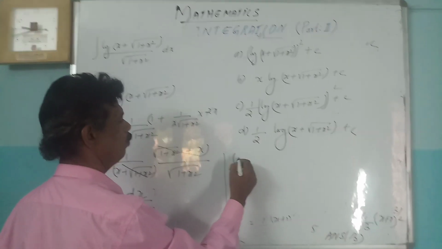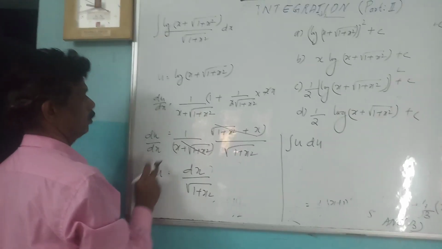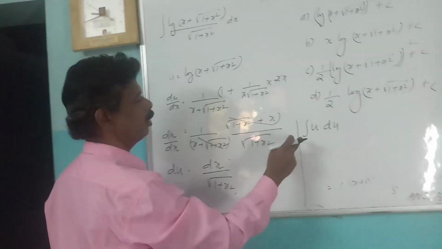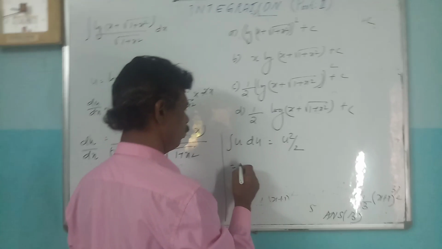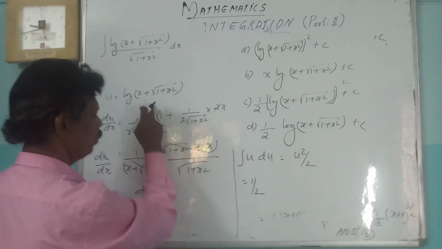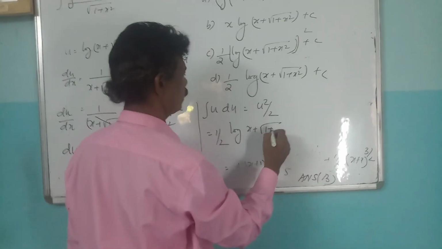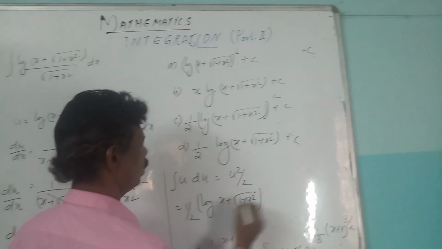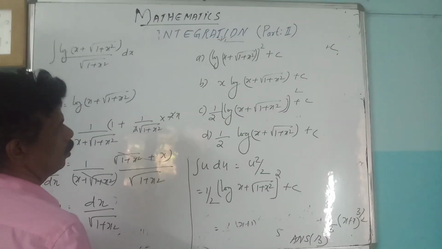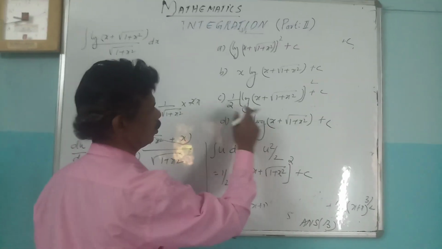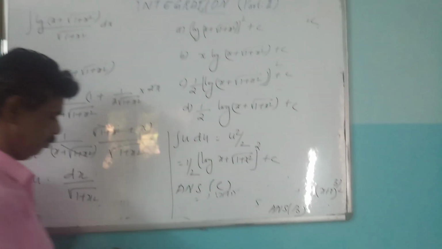So this is the integral of u du. Integral of u du equal to u square by 2. Therefore, we can write 1 by 2 into u, that means log of x plus root of 1 plus x square, the whole raised to half, whole square plus c. Half of log of x plus root of 1 plus x square, the whole square plus c. Choice is c. Answer is c.